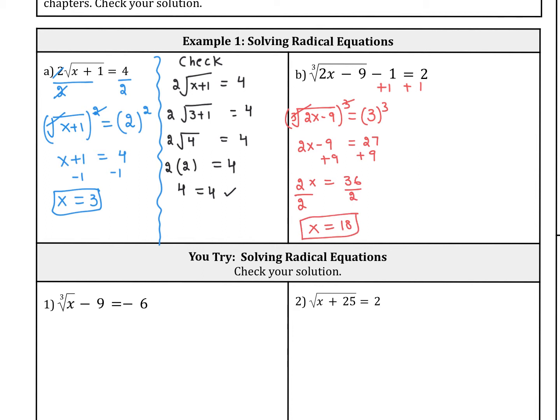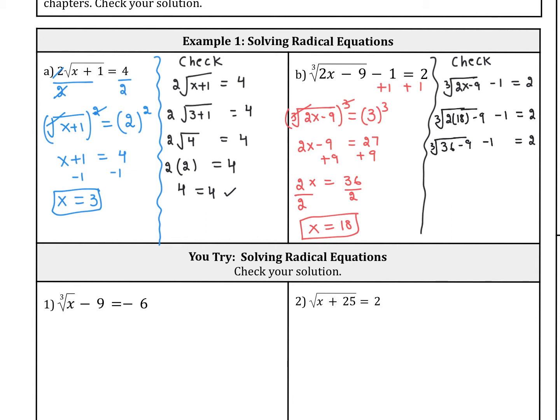But we have to do the checking part right here. For the checking part, we are going to use the x value and plug it into the given equation. So here we plug in x as 18. So cube root of 2 times 18 minus 9 minus 1 equals 2. So here we get 36 minus 9 minus 1 equals 2. 36 minus 9 is 27.